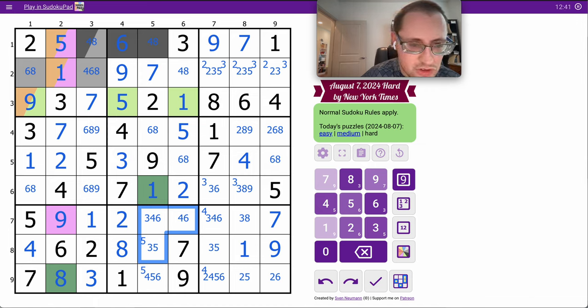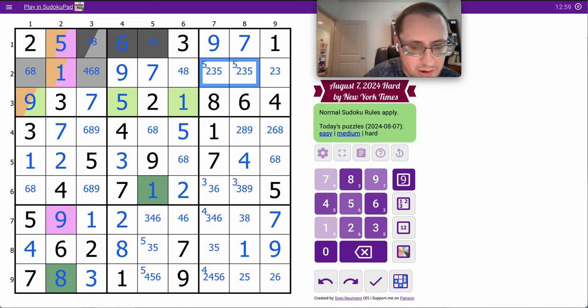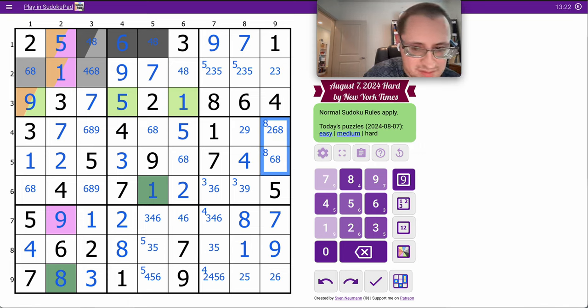Let's see. I have seven nines and still no help. Okay, where am I missing a 5? I'll throw 5 here because that's a more useful pencil mark. Okay, next deduction. Those two 8s force it here. That one is an 8, so this is. Wow. 2 is here.